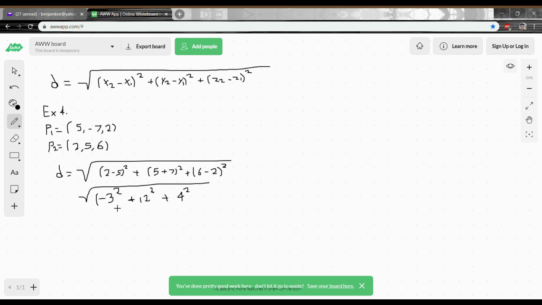-3 squared, don't forget your parentheses. Don't forget that the negative sign is also being squared. That's going to give us the square root of 9 plus 144 plus 16. Adding all that together, that's going to give us the square root of 169. 169 is a perfect square, and that is 13. So the distance between these 2 points, point 1 and point 2, is 13 units.